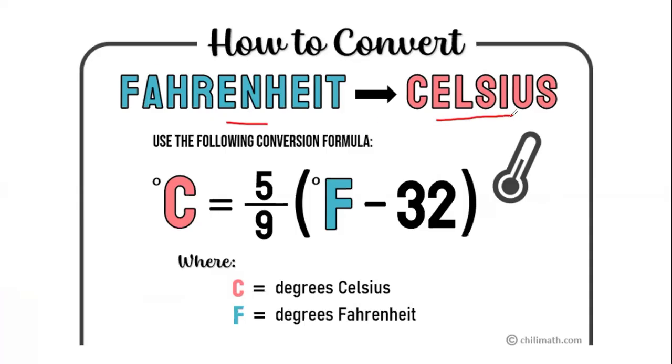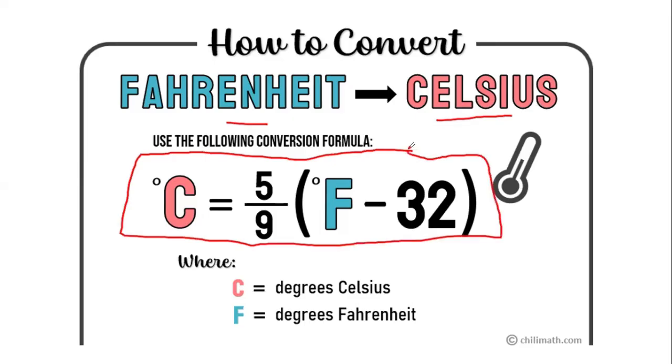Okay, so you can simply convert this by knowing this formula here that is written on your screen. There's no other way to convert Fahrenheit to Celsius than knowing this formula. So you have to know this formula. The formula states that the temperature in degrees Celsius is equal to 5/9 multiplied by, in brackets, the temperature in Fahrenheit minus 32.